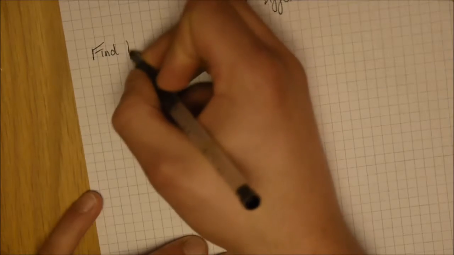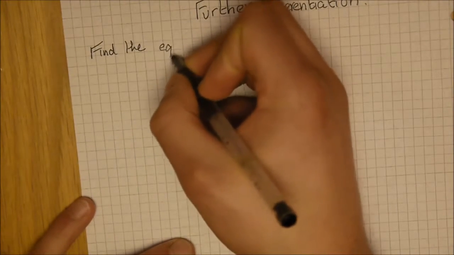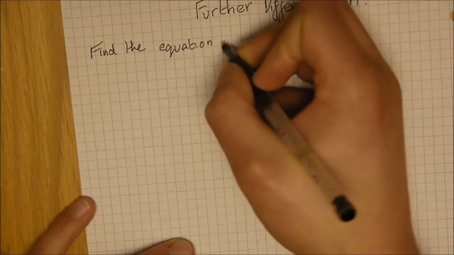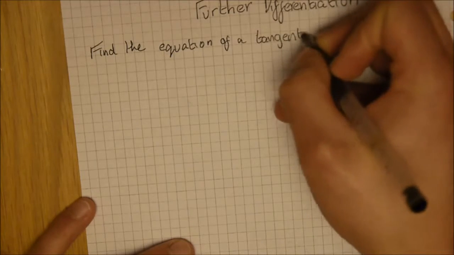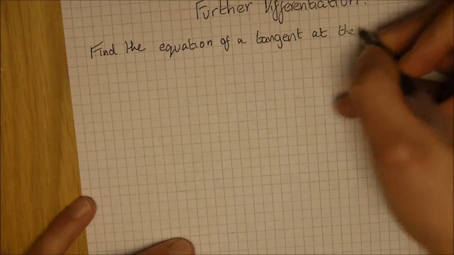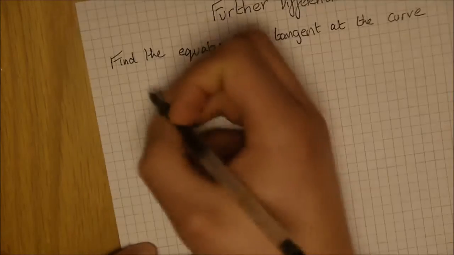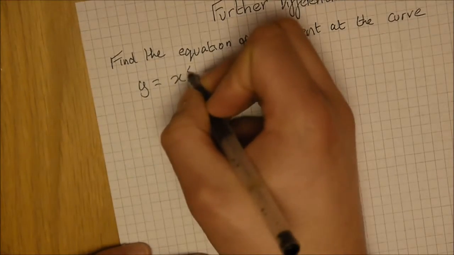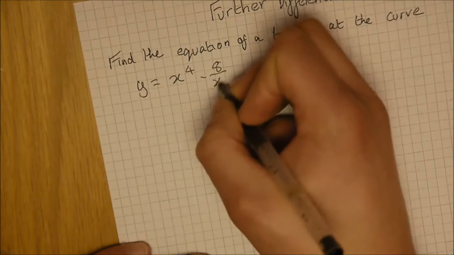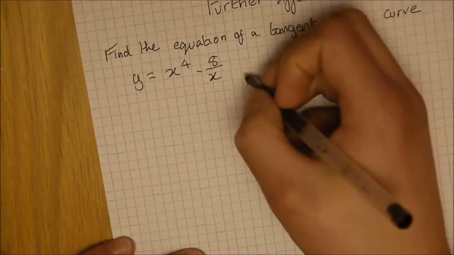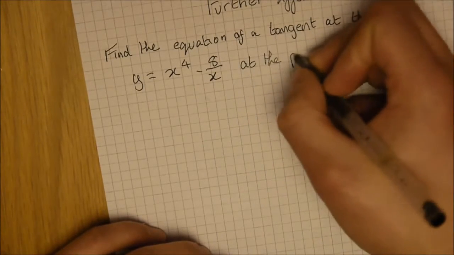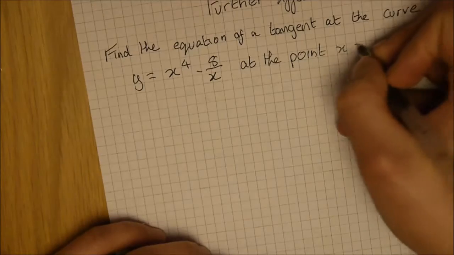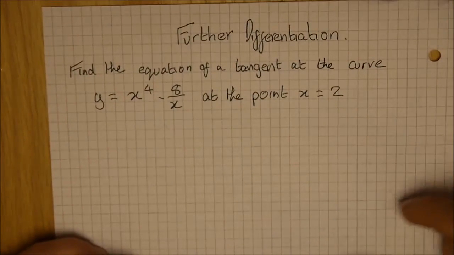So, we have: find the equation of a tangent at the curve y equals x to the 4 minus 8 over x, and at the point. Right, hopefully you'll be able to see that clearly.